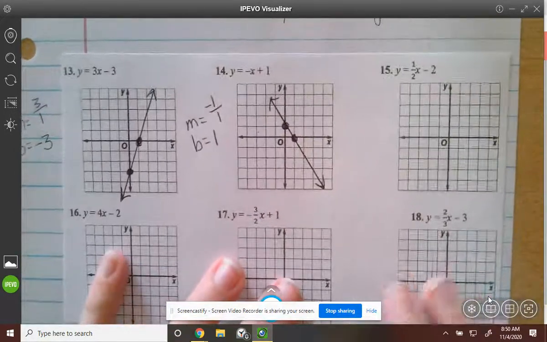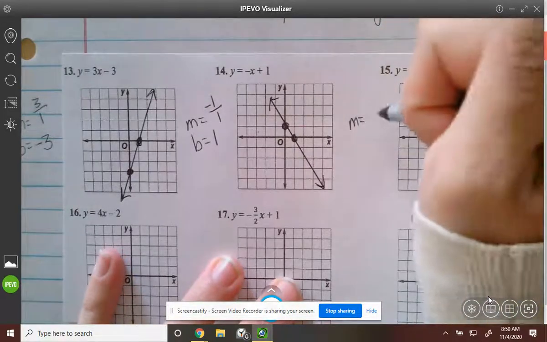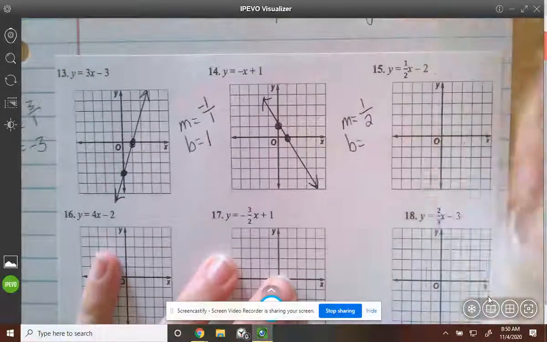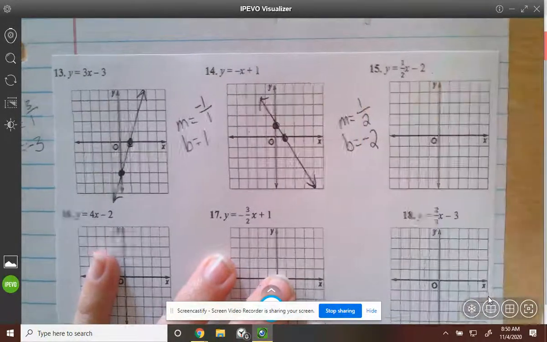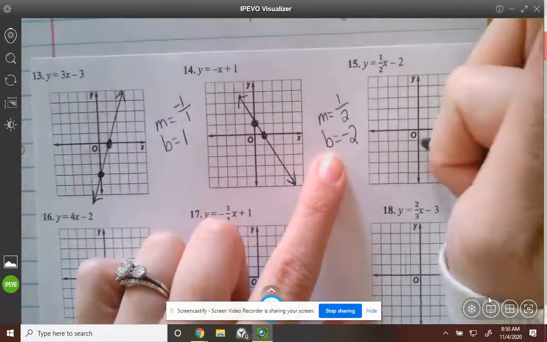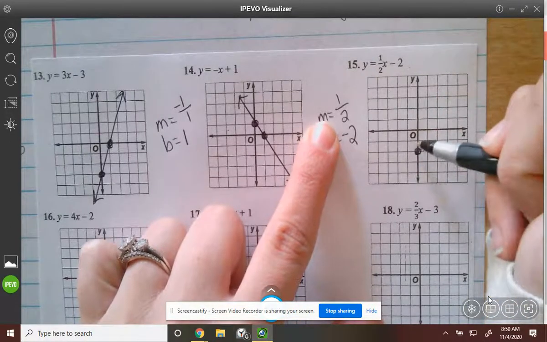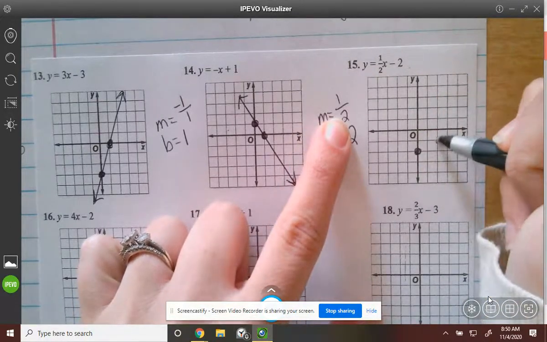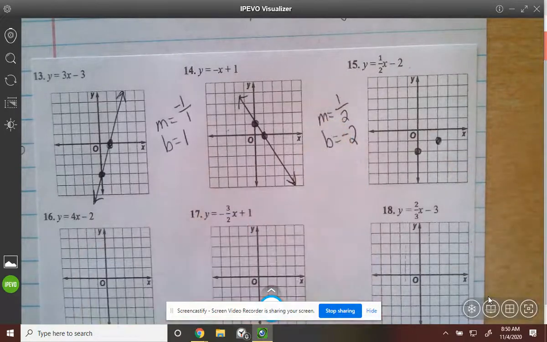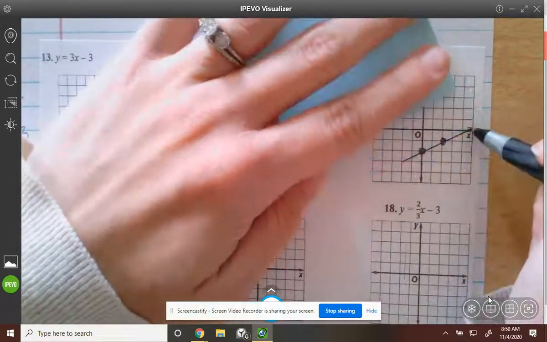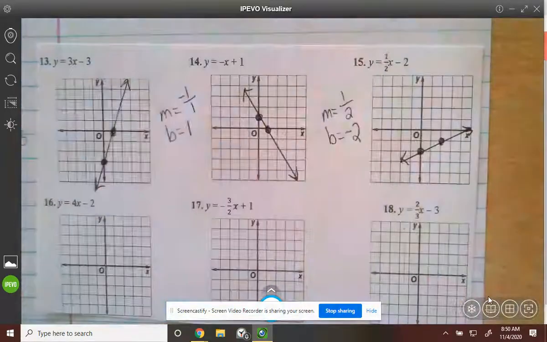All right, this one we got M equals, B equals. So my M on this one's 1/2. My B is -2. So I'm going to start at my y-intercept, which is -2. My slope is positive, so I'm going to go up 1 and over 2. And there we have it.